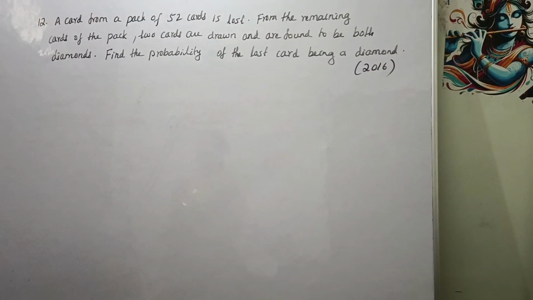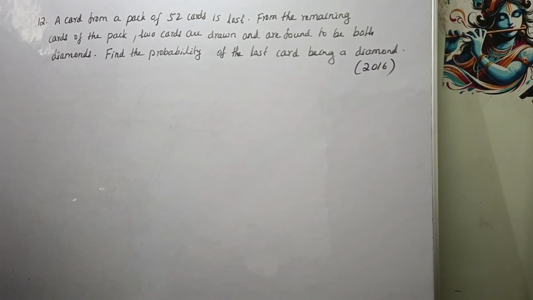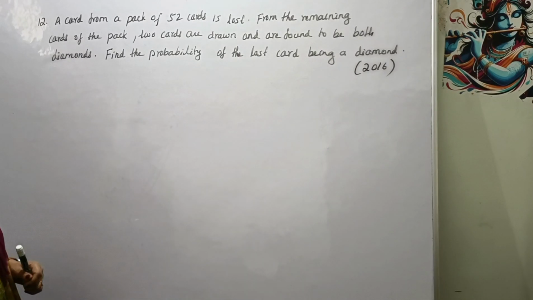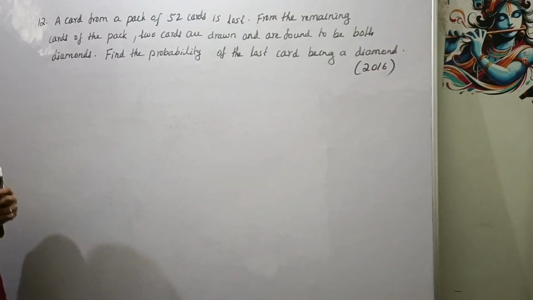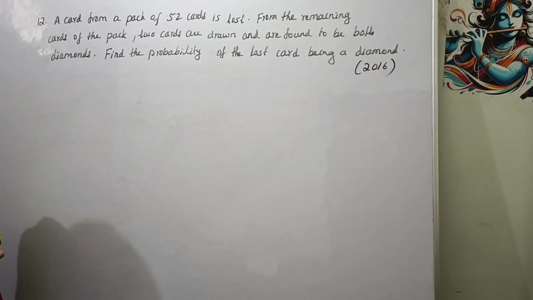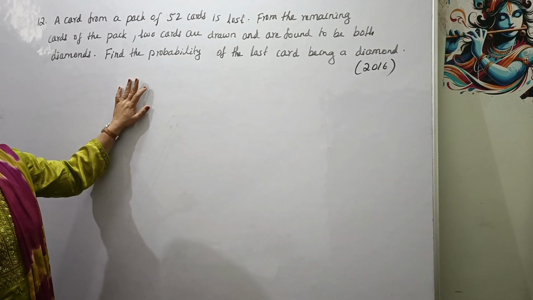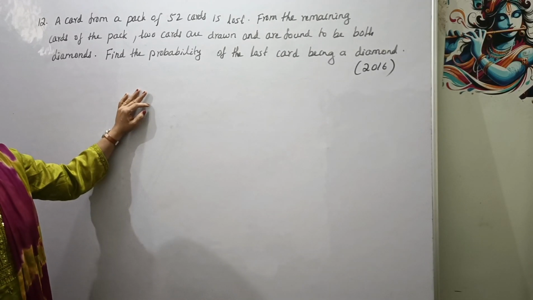Look at the next important question. A card from a pack of 52 cards is lost. From the remaining cards of the pack, 2 cards are drawn and are found to be both diamonds. Find the probability of the lost card being a diamond. See, here there are two possibilities, two cases: the lost card is a diamond and the lost card is not a diamond.